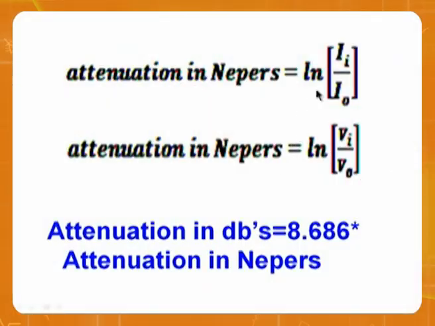Then attenuation in nepers, as I told you already, is log of I by I naught, or Vi by V naught. So this is not a log, it is a natural logarithm, ln. Now what is the relation? Attenuation in dB is 8.686 times attenuation in nepers. If you want attenuation in dB, this is the answer.